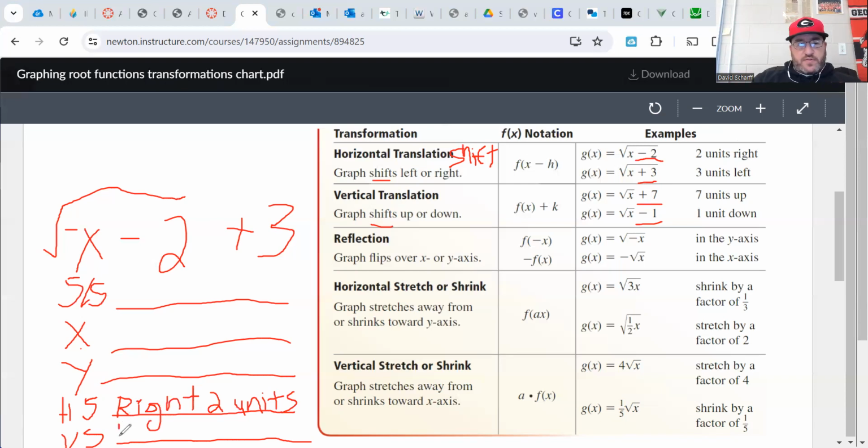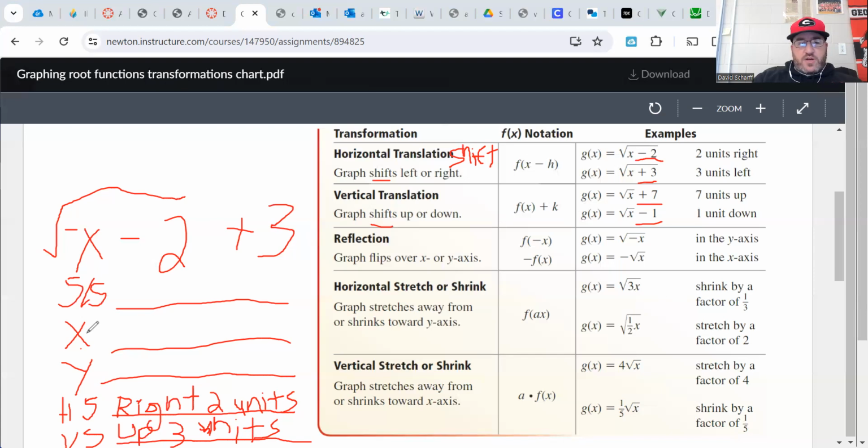So for the vertical shifts, we're going to put up 3 units. Okay.